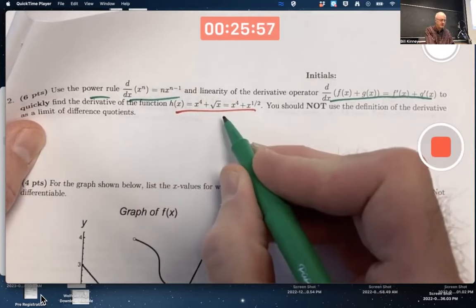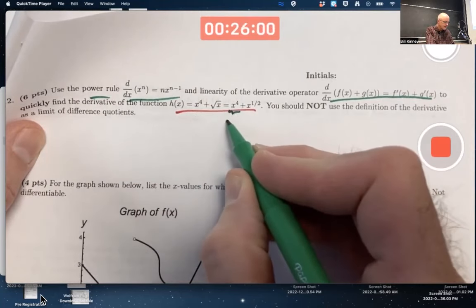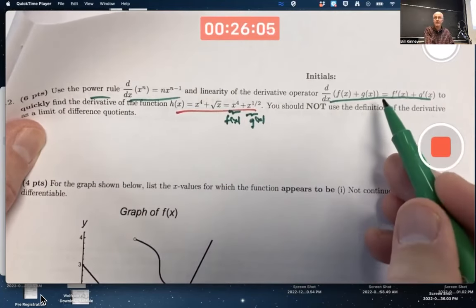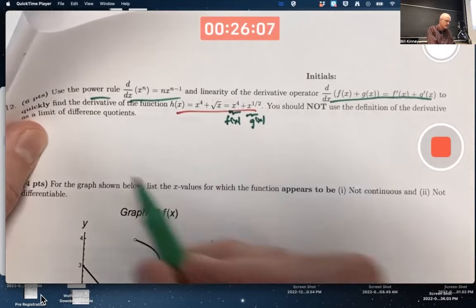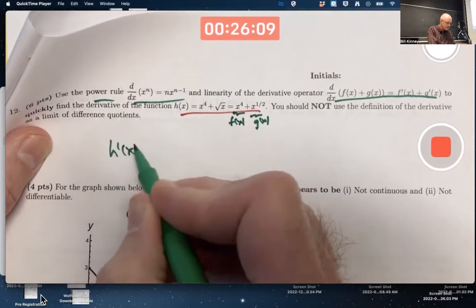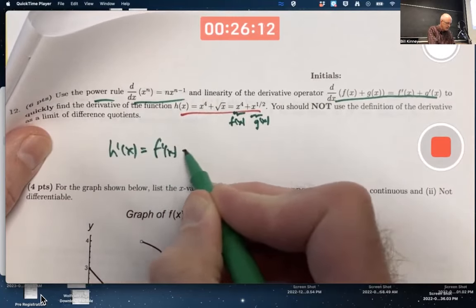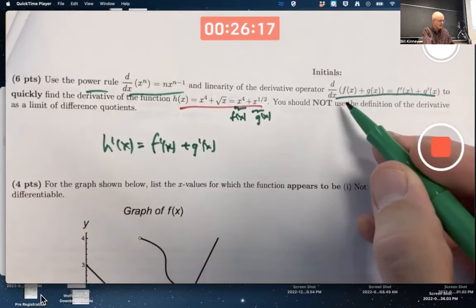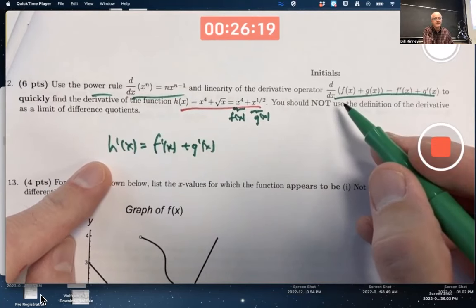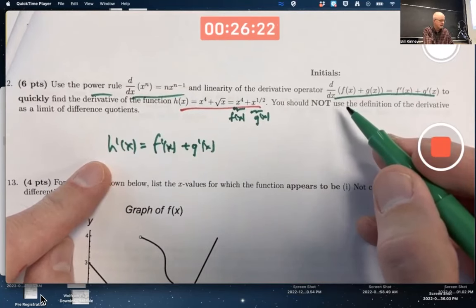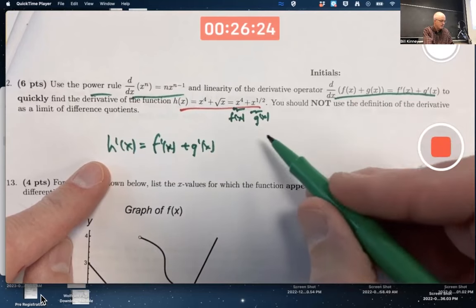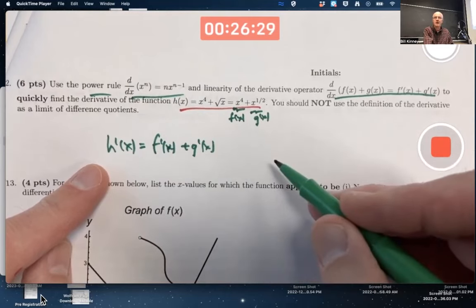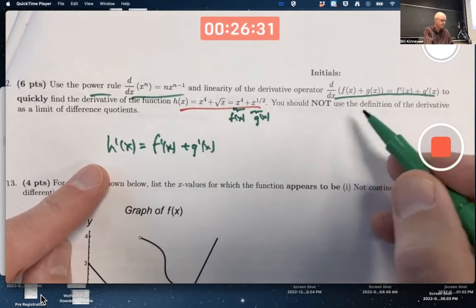When you look at this formula for h of x, you could think of this function as being like the f of x, and this function as being like the g of x, if you're trying to use that formula there. So you could write h prime of x is f prime of x plus g prime of x. Yes, here I'm using the d/dx notation, and here I'm not, but it's not a big deal. It means the same thing, the prime and the d/dx. Did you have to identify what f and g are? No, you didn't. I'm just trying to be explicit about what they are if I want to use this rule.